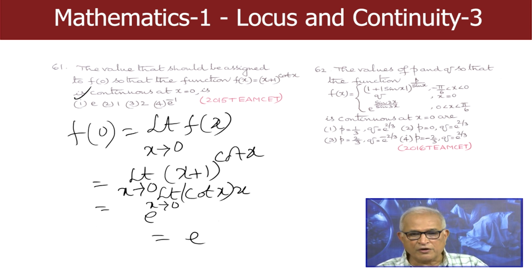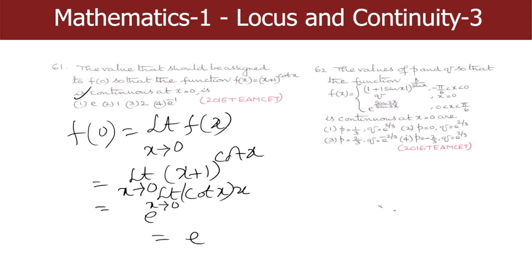The question 62. The values of p and q so that the function f(x) equal to 1 plus mod sin x whole power p by sin x whenever x lies between minus pi by 6 and 0, value q at x equal to 0, and e power sin 2x by sin 3x when x lies between 0 and pi by 6. First of all, q equal to, when you take the right limit f(x) as x tends to 0 plus, that is equal to e power 2 by 3, because sin 2x by sin 3x has a limit 2 by 3. Okay? So, q is e power 2 by 3.